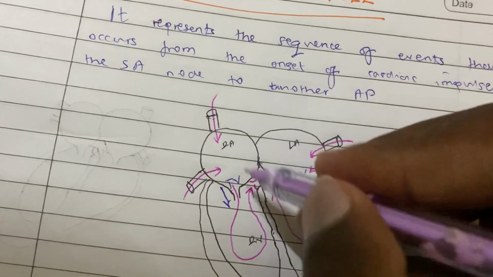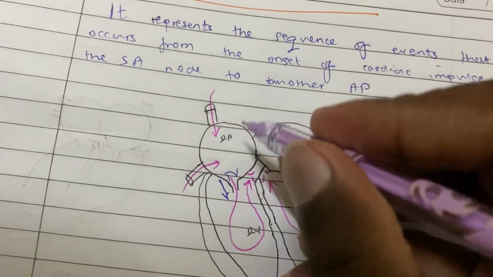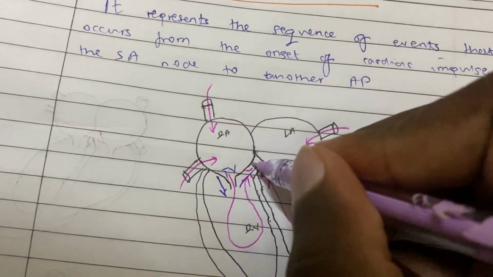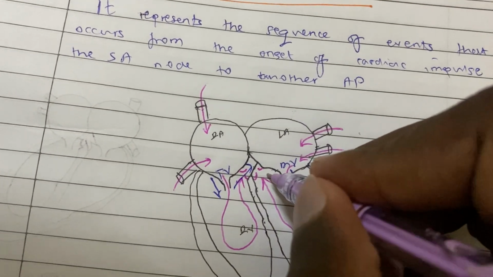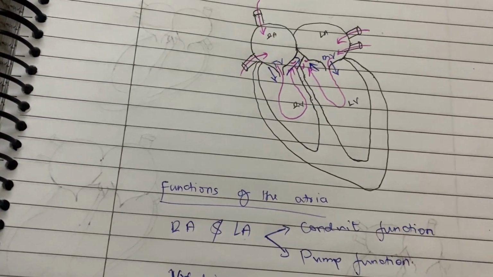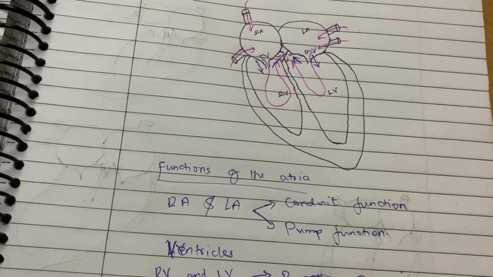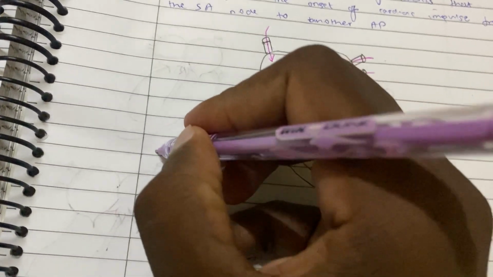And for the pulmonary valve, if blood is leaving the RV, it should only go to the pulmonary artery. And if it's leaving the LV, it should only go to the aorta through the aortic valve. No coming back. If blood can go back to where it came from, that is regurgitation. Those are regurgitant valves.